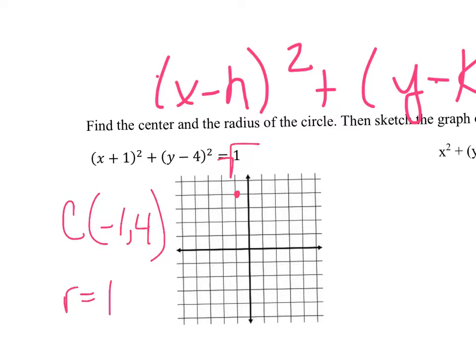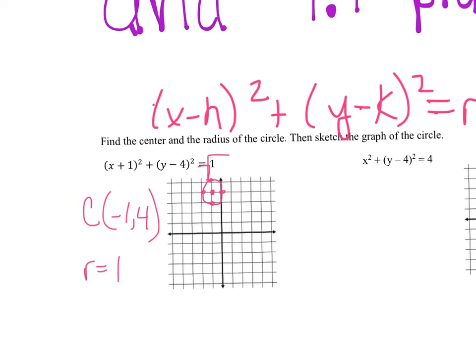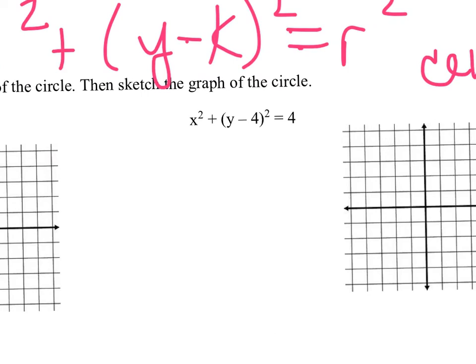The distance from where to where? Middle to a point on the circle, right? So if it's 1, I'm going to go up 1, over 1, down 1, left 1. And then I connect my dots. There's my circle. That's it. That's all you're doing. Does that make sense? Yeah? Okay.